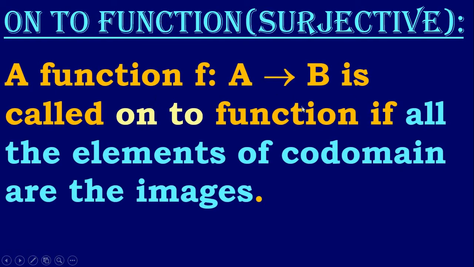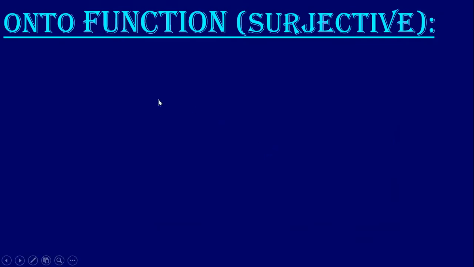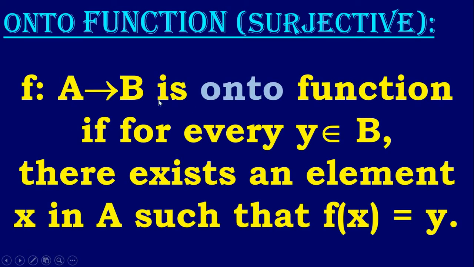A function f from A to B is called an onto function if all the elements of the codomain are images. If all the elements of the codomain are images, then it's called an onto function. Now we see how to verify whether the function is an onto function. A function f from A to B is onto if for every y belongs to B, there exists an element x in A such that f of x equal to y. That is, for every y belongs to B, there exists one x belongs to A such that f of x equal to y, then that function is an onto function.